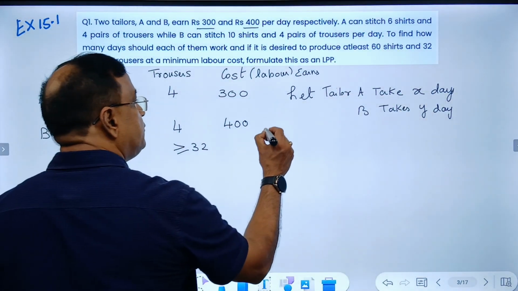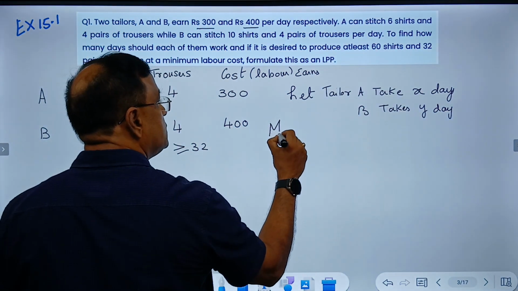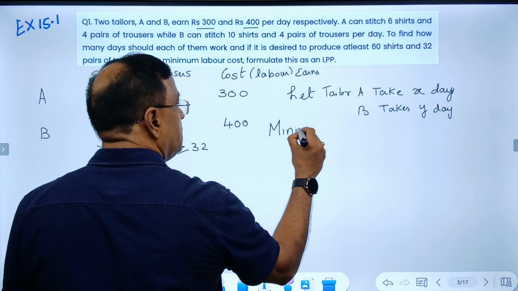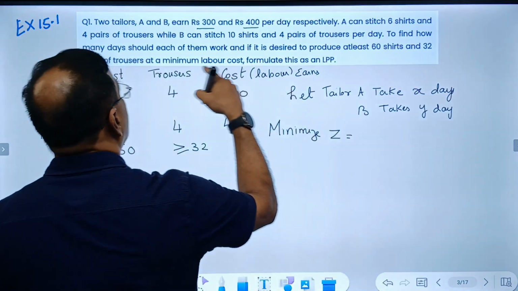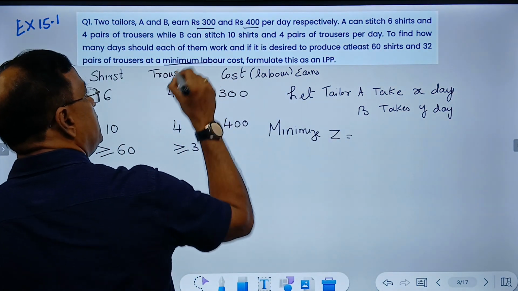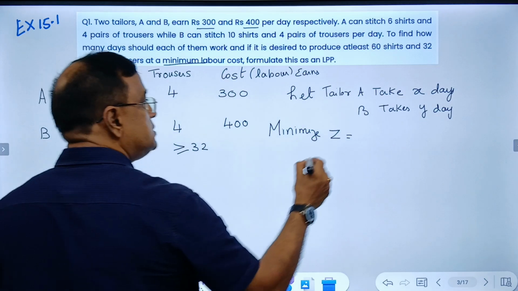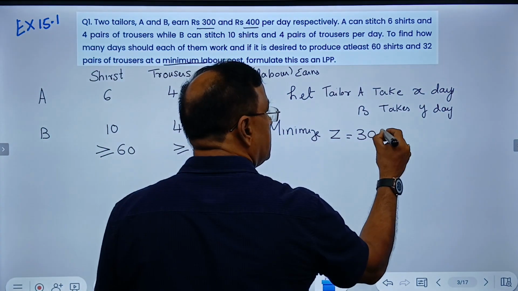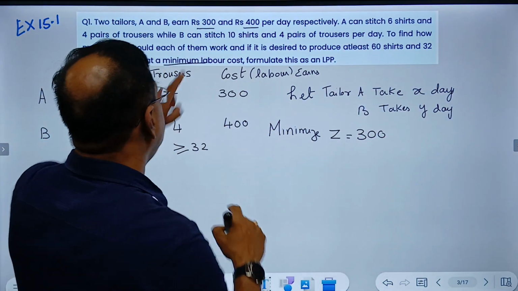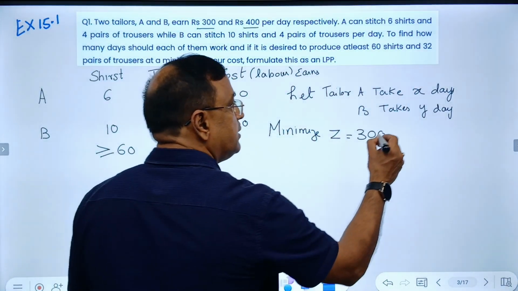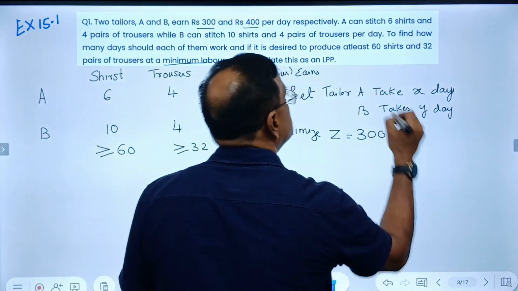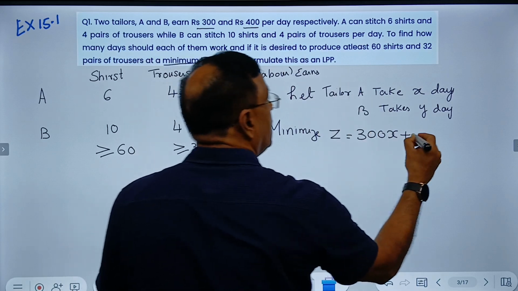Now what is the objective function? The objective function is to minimize Z, equal to the cost, right? The question is to minimize the cost. The cost is 300 per day, and he works for X days, which is 300X plus 400Y.